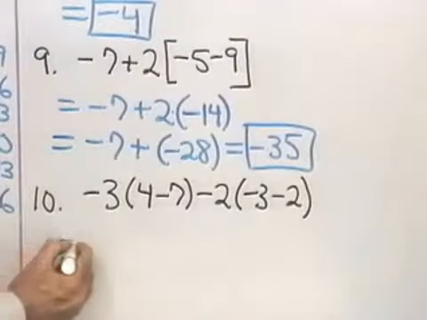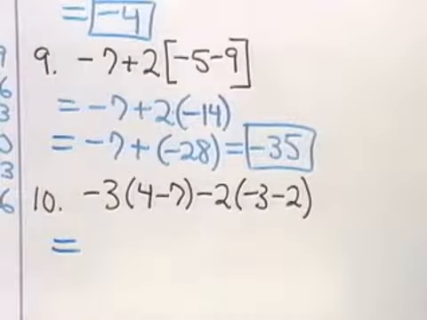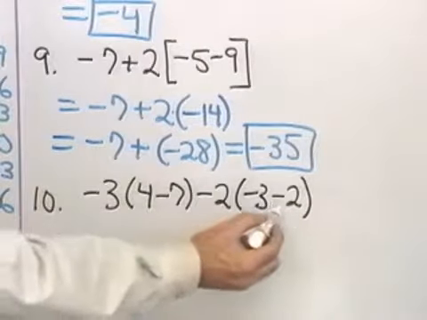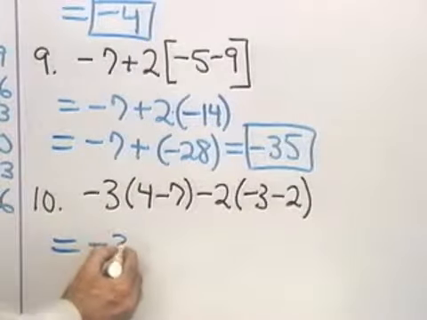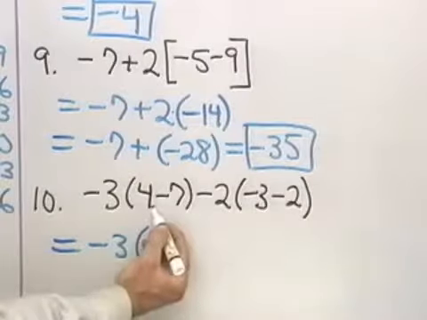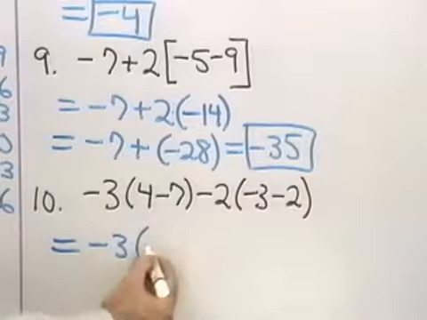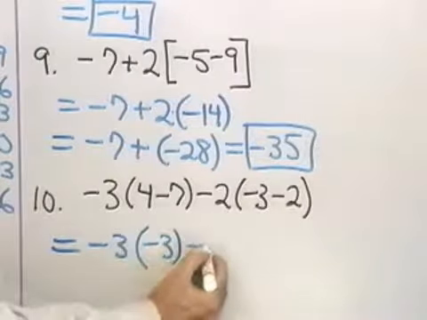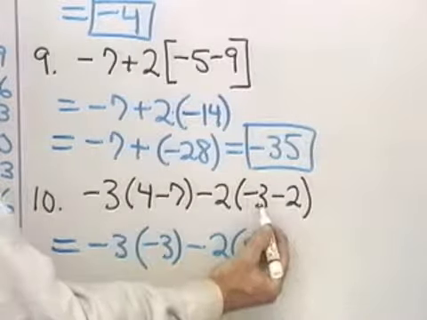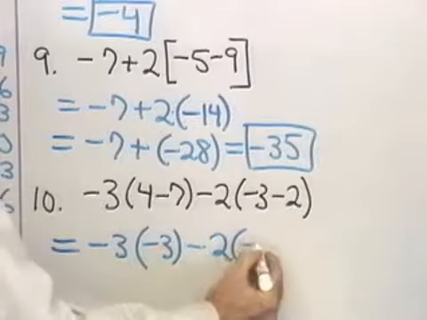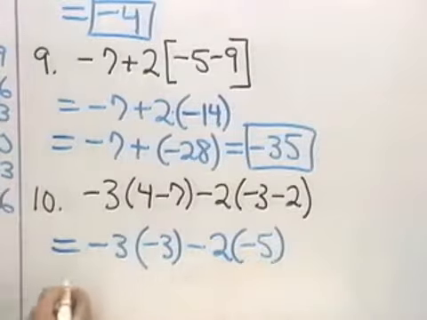Another more complicated problem here. Negative 3 times 4 minus 7 minus 2 times negative 3 minus 2. Inside the parentheses is where I'll go first. 4 subtract 7. I think to myself 4 plus negative 7, that's negative 3. Minus 2 times negative 3 plus negative 2, which is negative 5.